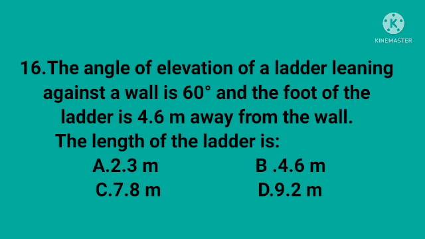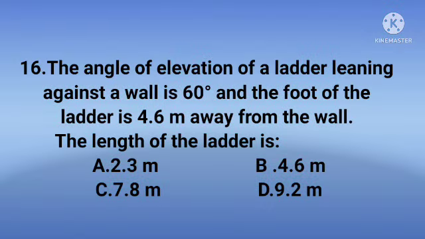Question number 16: The angle of elevation of a ladder leaning against a wall is 60 degrees and the foot of the ladder is 4.6 meters away from the wall. The length of the ladder is A) 2.3 meters, B) 4.6 meters, C) 7.8 meters, D) 9.2 meters.